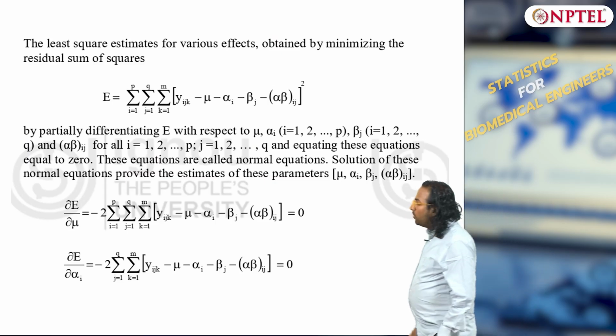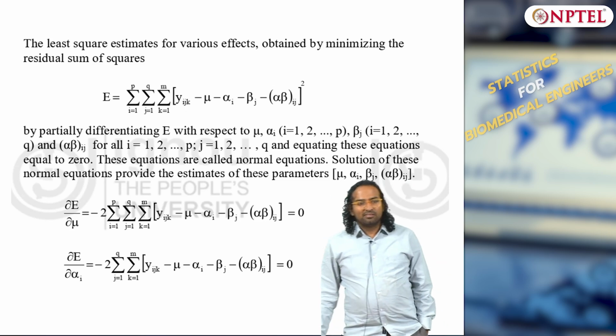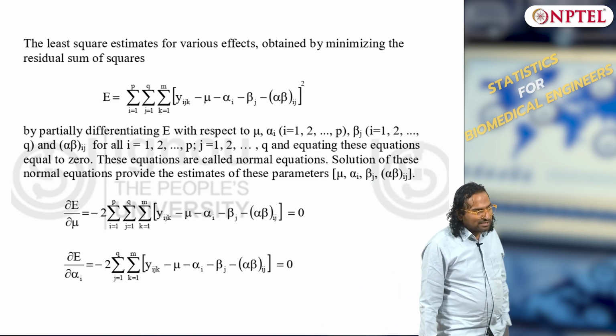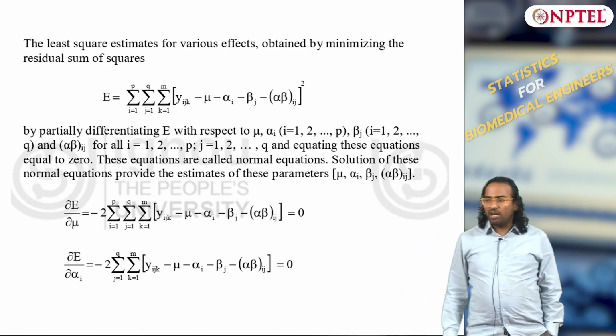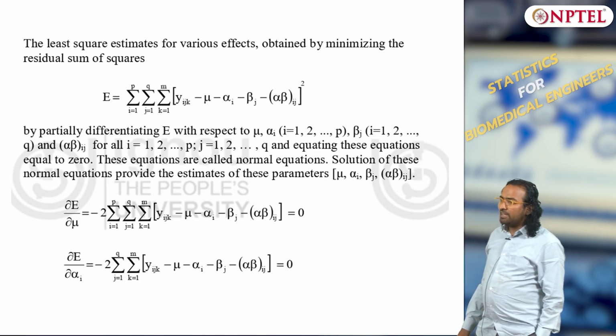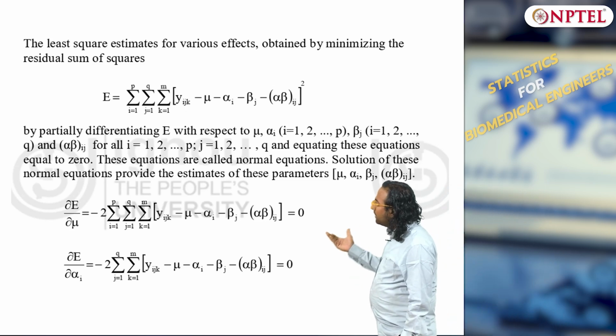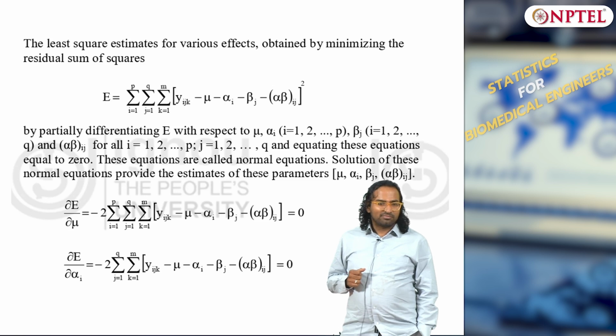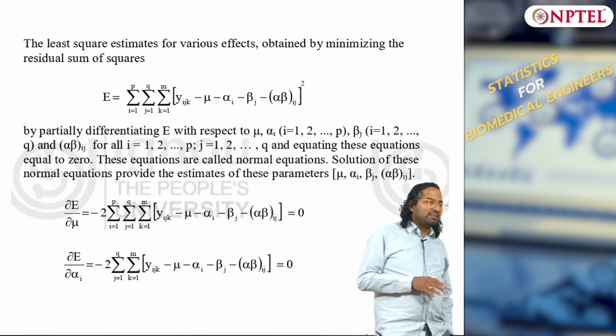Now you want to estimate what I call the interactions, the main effects, both alpha and beta, and then the interactions. This is a typical least squares problem.